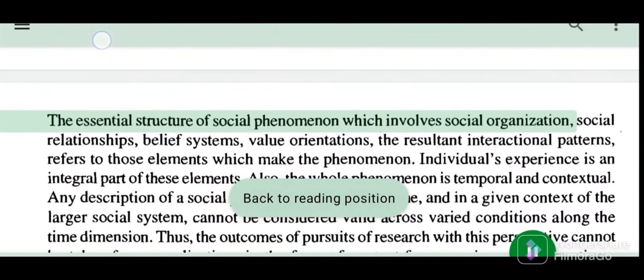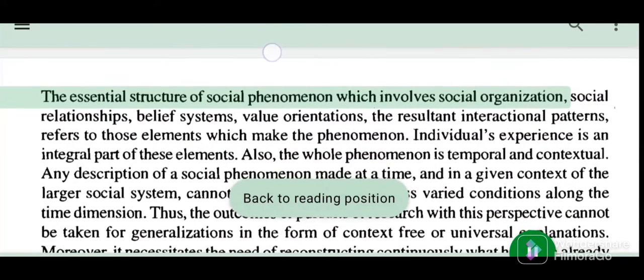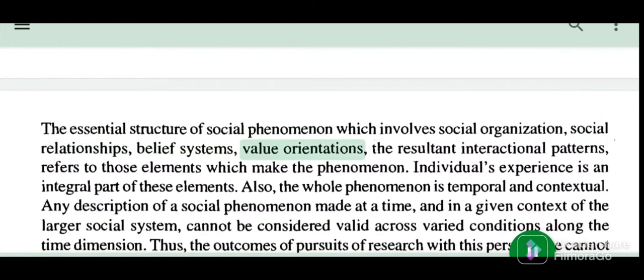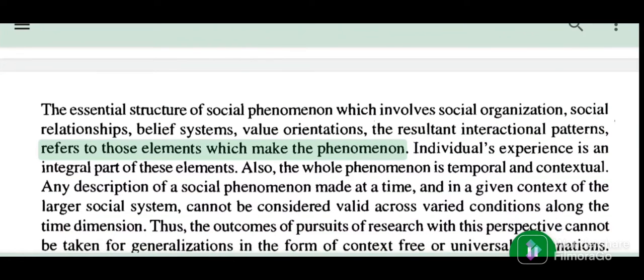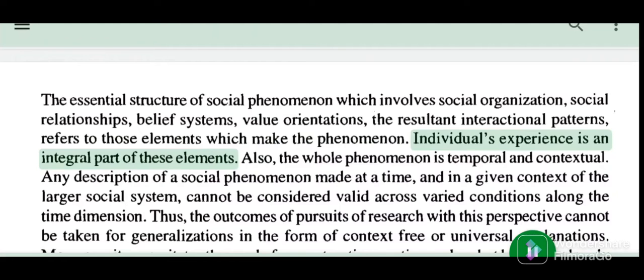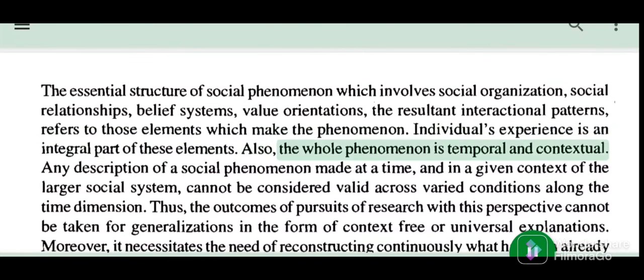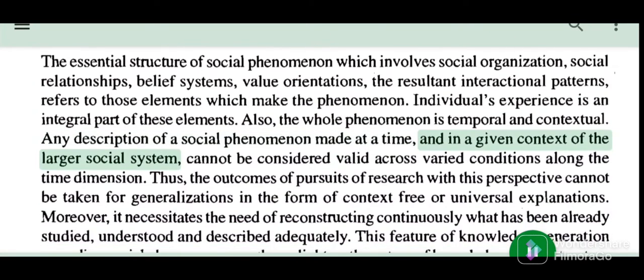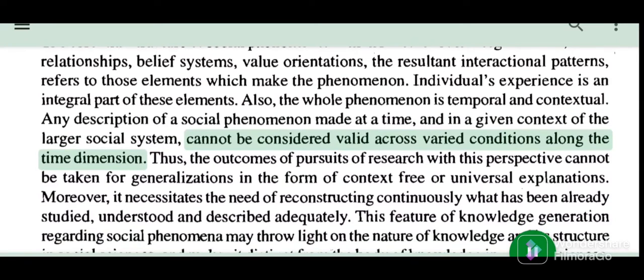The essential structure of a social phenomenon, which involves social organization, social relationships, belief systems, value orientations, and the resultant interactional patterns, refers to those elements which make the phenomenon. Individuals' experience is an integral part of these elements. Also, the whole phenomenon is temporal and contextual. Any description of a social phenomenon made at a time, and in a given context of the larger social system, cannot be considered valid across varied conditions along the time dimension.